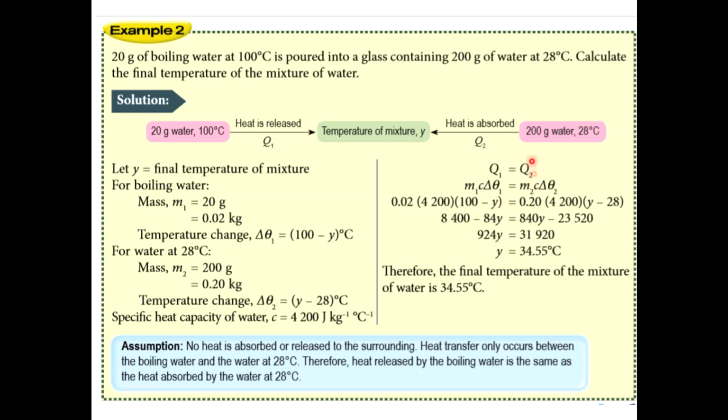And then the 200 gram water changes in temperature will be, see, the final temperature of course will be more than 28. So Y minus 28 like that. Okay. Then you just expand using your mathematics. Then you calculate, you will get Y. The final temperature of the mixture will be 34.55 degrees Celsius.